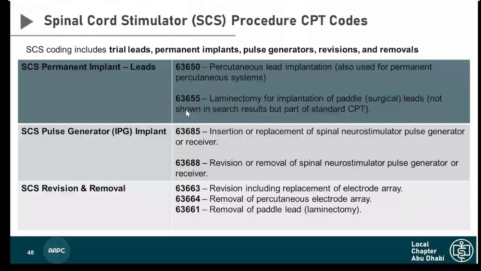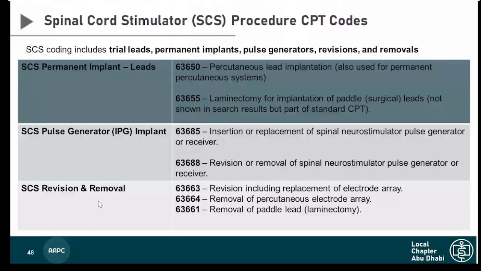So we have codes for SCS trial leads, permanent implants, pulse generator, revision and removal. Revision means once this SCS is implanted into the human body and again the patient is admitted for the revision, we have to assign the revision. And removal means either the pulse generator or lead may be removed from the body. At that time we have to assign removal of SCS.